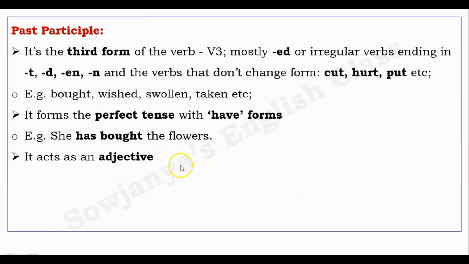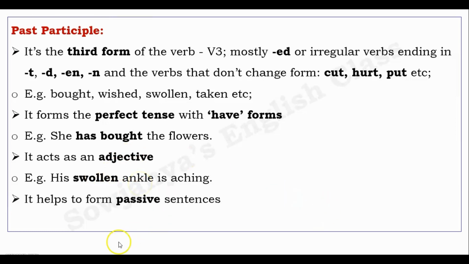It acts as an adjective like present participle. How? His swollen ankle is aching. How is his ankle? Swollen. So swollen here acts as an adjective modifying the noun ankle. His swollen ankle is aching. It helps to form passive sentences.